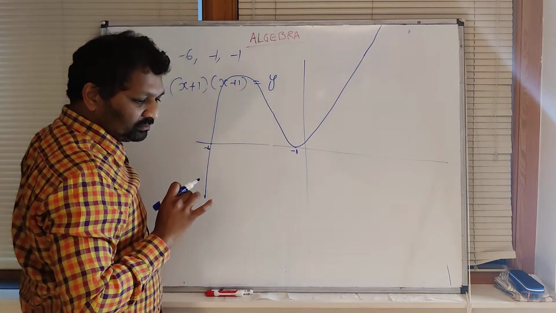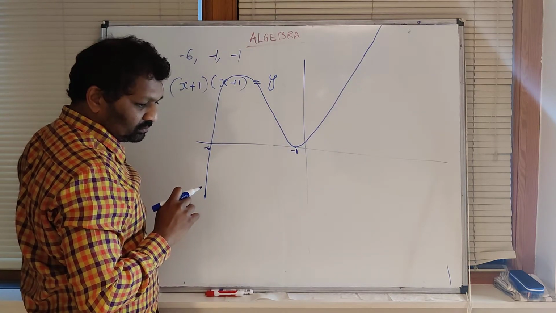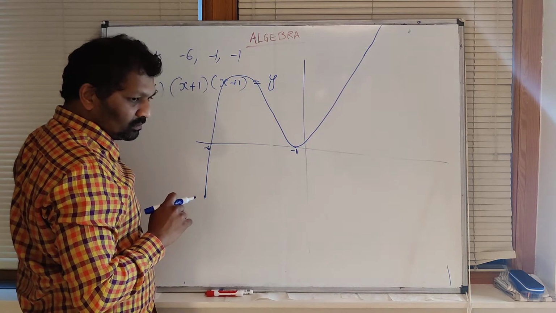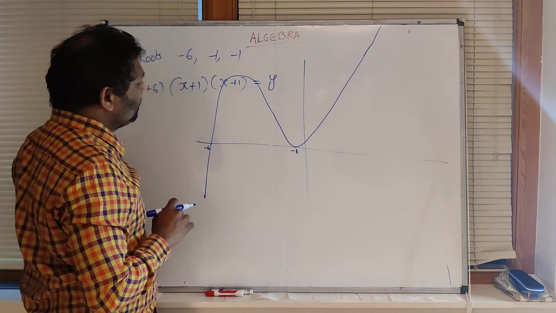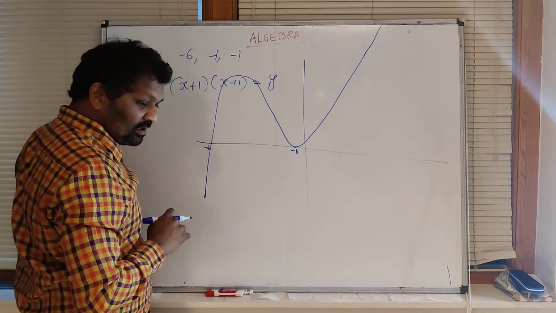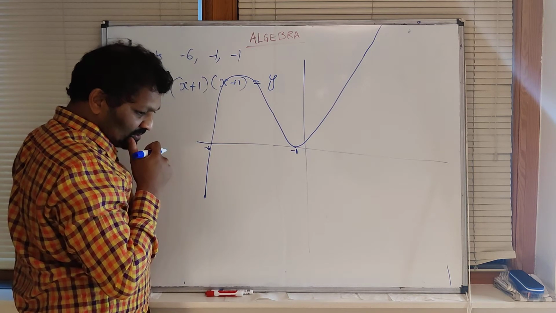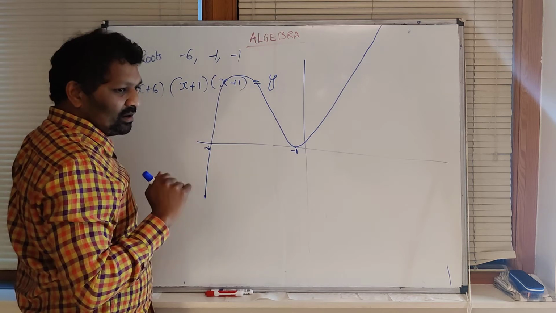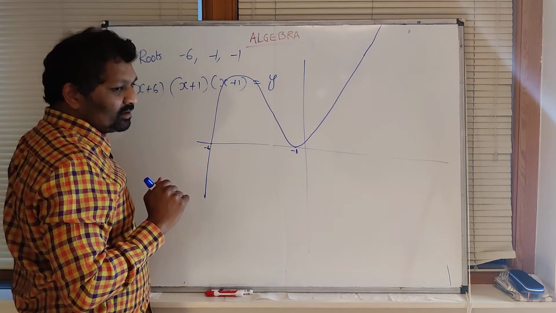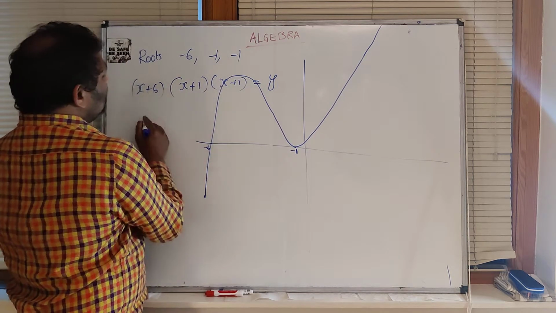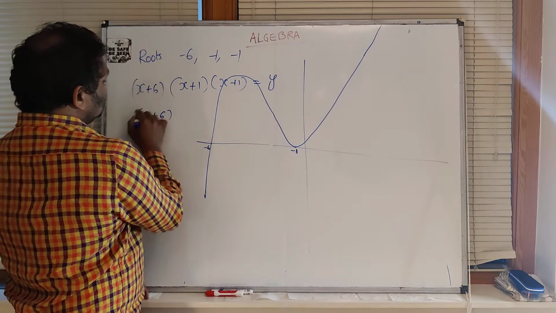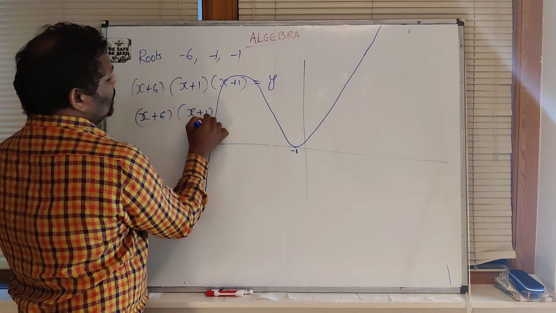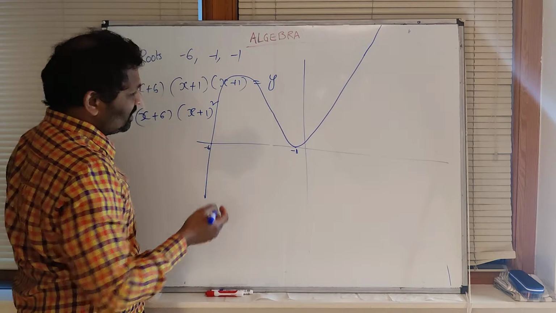Obviously 2 can't be the answer because of the way the graph is; it's a different curve now. Obviously it won't have 2 roots. The same thing you can also rewrite: x plus 6 times x plus 1 whole square. You can write that also. There is no harm. Okay?